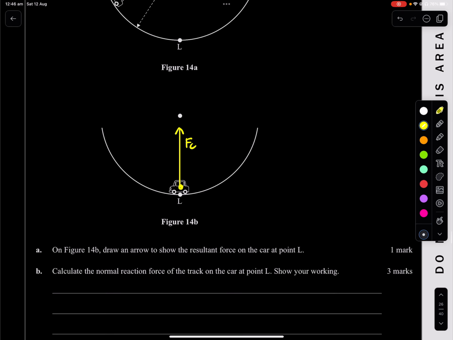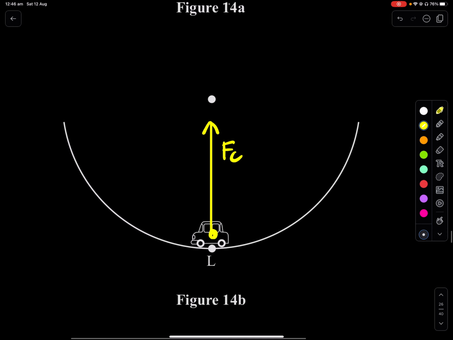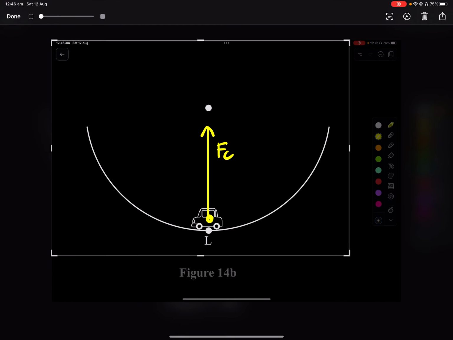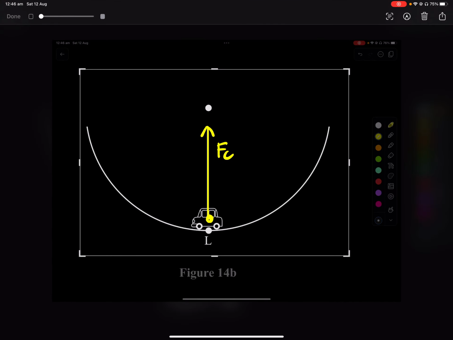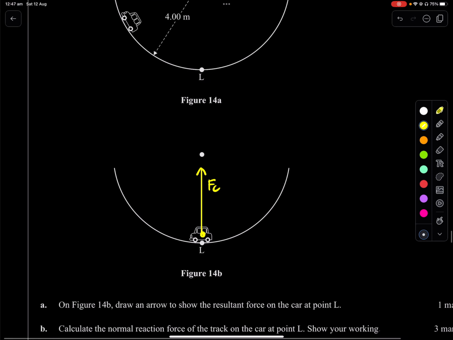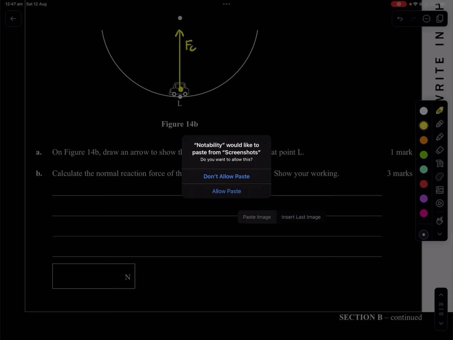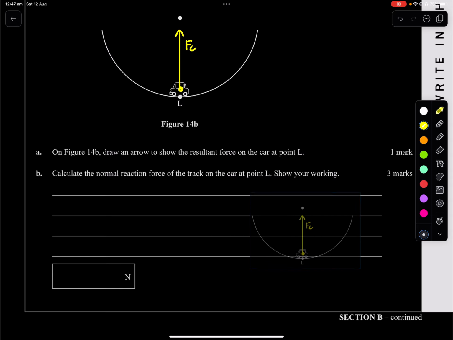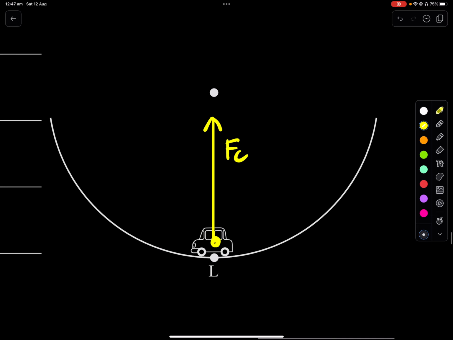Alright, to do that, what do we know? If we look at this figure, what do we know? I'll just take a screenshot of this, bring it over here and let's really look at it. Let's do some diagrams here. Well, what can we see? This resultant force.